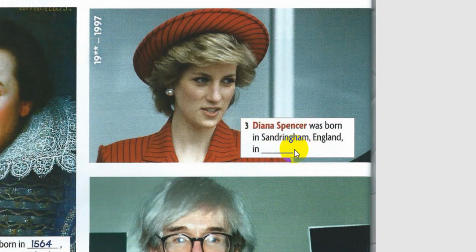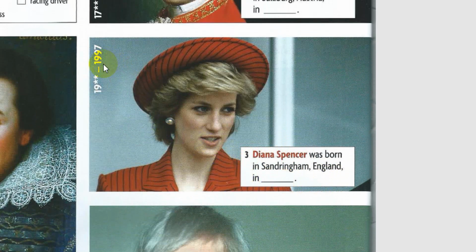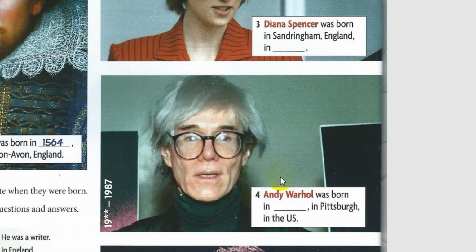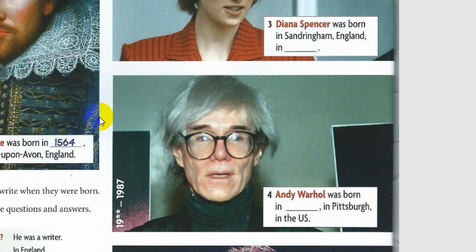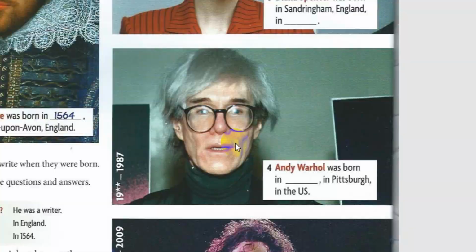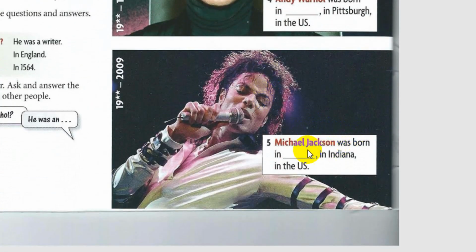Diana Spencer was born in Southern England in 1997. Princess Diana, princess. And here we have Andy Warhol was born in 1987 in the US. She is an actor, this one. And here we have Michael Jackson was born in September 2009 in Indiana in the USA. He is a singer.